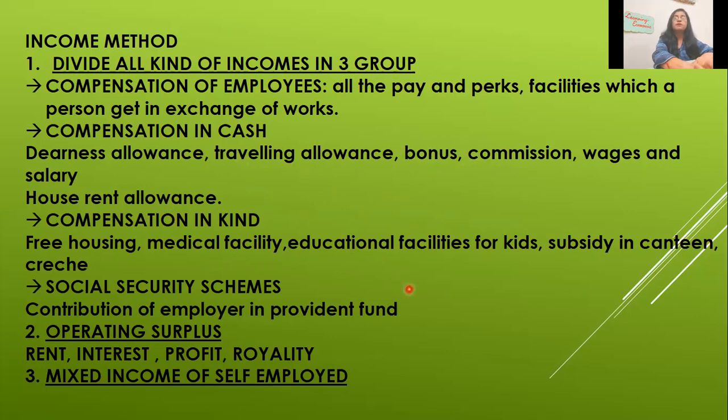Whatever contribution the employer is making, that only we are going to include. We are not going to include the contribution made by employee. Please take notice that only employer's contribution will be included. In operating surplus, we take rent, interest, profit, and royalty. Again, if profit is not given, then we add three things: corporate tax, undistributed profit, and dividend. And mixed income of self-employed will be given as it is. So there will be no problem.